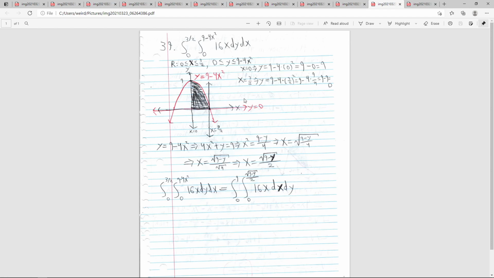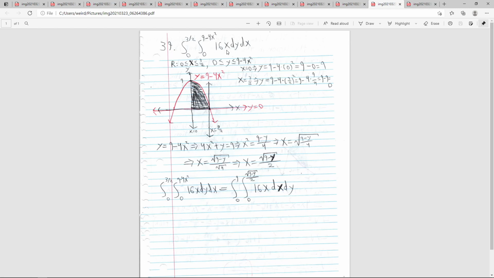But besides that, in terms of x, this becomes x equals square root of 9 minus y over 4. You can simplify that further to get square roots on the bottom and the top. So x equals square root of 9 minus y divided by just 2. So this integral 0 to 3 halves, 0 to 9 minus 4x squared, 16x dy dx.